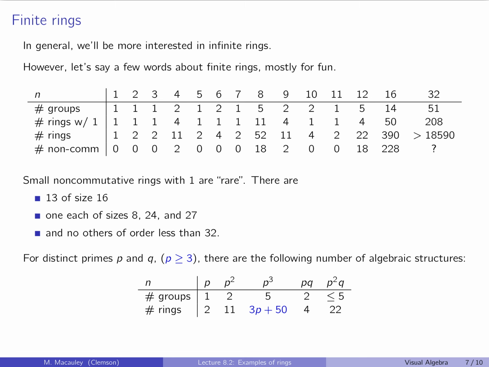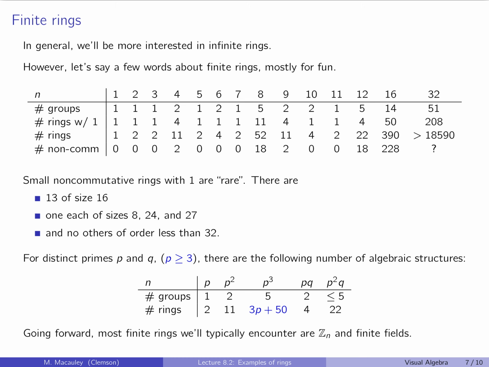And then rings of order PQ, there are 4 of them. And we saw the 4 rings of order 6 in the previous lecture, and that pattern also generalizes predictably. And then of order P squared times Q, I don't know a good pattern for groups. But there is no more than 5. And I think that depends on what primes they are. Sometimes there's a semi-direct product, sometimes there's not. And then finally, there are exactly 22 rings of order P squared times Q.